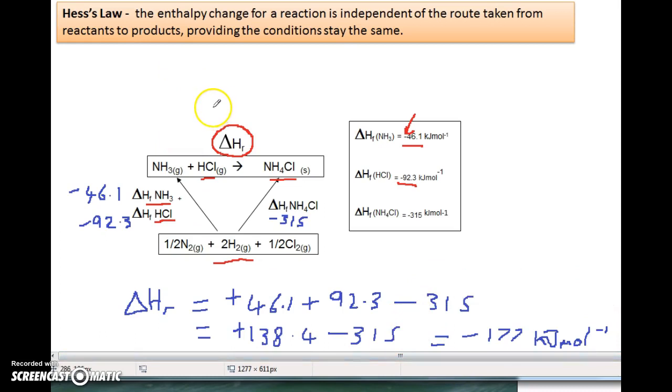So what we've discovered is that the enthalpy change to go from ammonia and hydrochloric acid to ammonium chloride is minus 177 kilojoules per mole, but we've worked it out without ever doing that reaction by actually using information that we do have about the enthalpy change of formation of ammonia, hydrochloric acid and ammonium chloride. And that's the idea of a Hess's law cycle. You can find out an unknown enthalpy change by going along a different route.